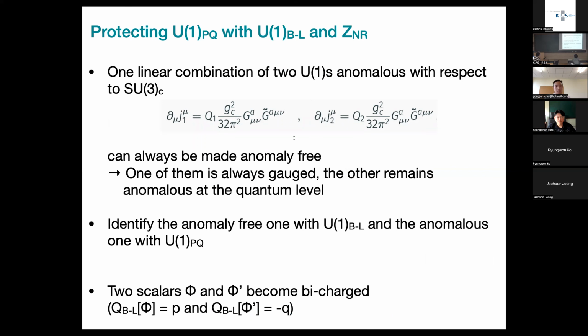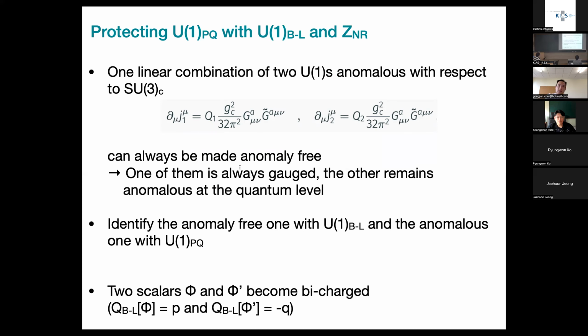Okay. So, let's try to think about the case where you're given just two U1 global symmetries. It's not necessary, but let's say those two U1s are somehow anomalous with respect to the SU3 color. That means the divergence of their corresponding currents should satisfy this anomaly equation here, where G mu nu is the field strength of the SU3 color.